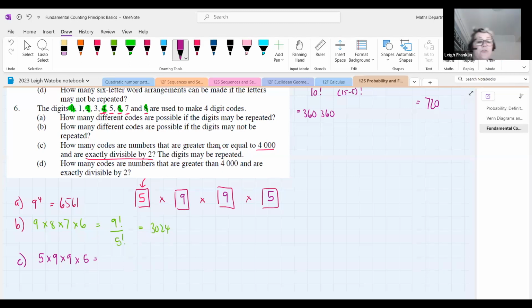And I'd really like to do the last question with you. So 2025 is correct. How many codes are numbers that are greater than 4,000 and are exactly divisible by 2?